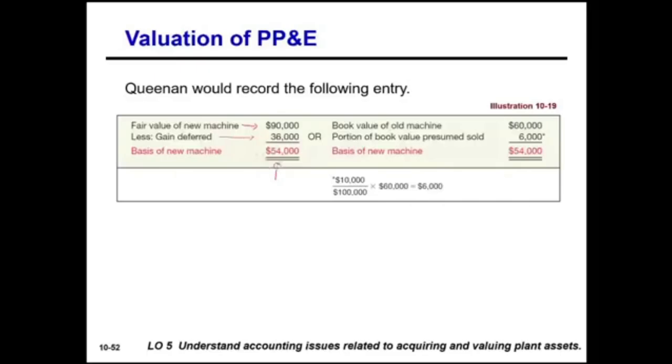Another way to look at it is the book value of the old machine, portion of the book value presumably sold, only 6,000. Basically, we presumably sold 10% of the 60,000 of the old machine. So basically what we're saying is we sold the old machine, and for cash, 10% of it was cash. That's another way to look at it. Okay?